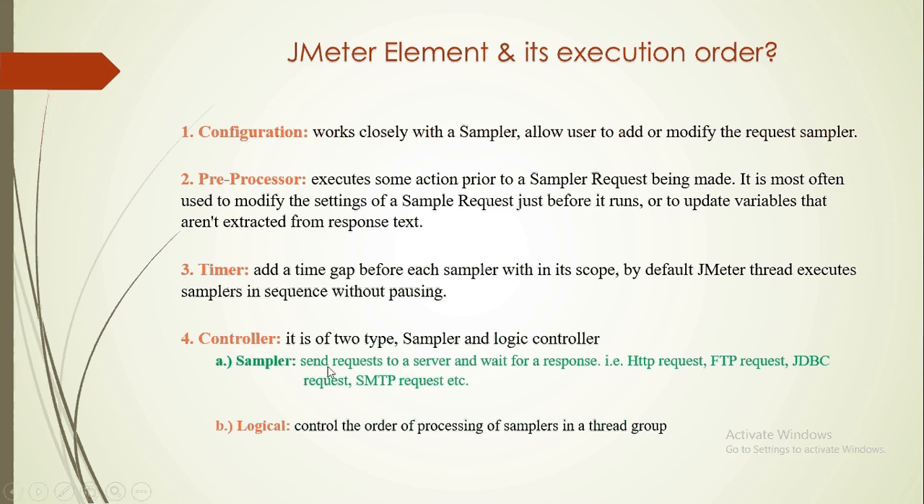So a sampler is just a request which will interact with our server, and then a logical controller controls the order of processing of a sampler in a thread group. Within a thread group we have multiple conditional statements with the help of which we can control the order of processing of our samplers. We can put some kind of conditional statement, and if the condition is met, then it will process the requests within that particular logical controller, else it won't execute those requests.